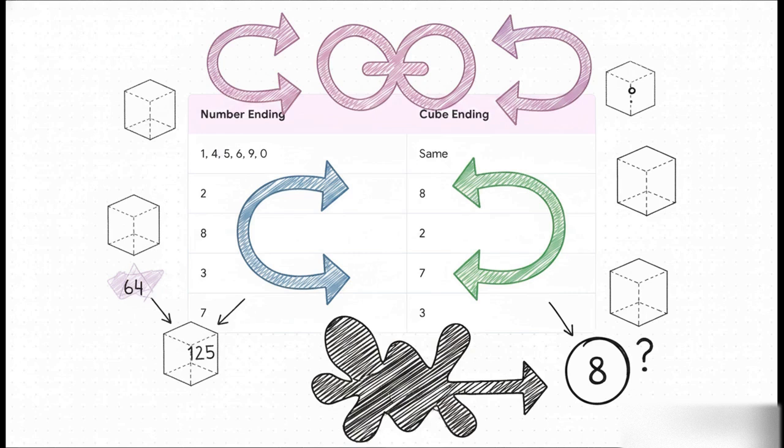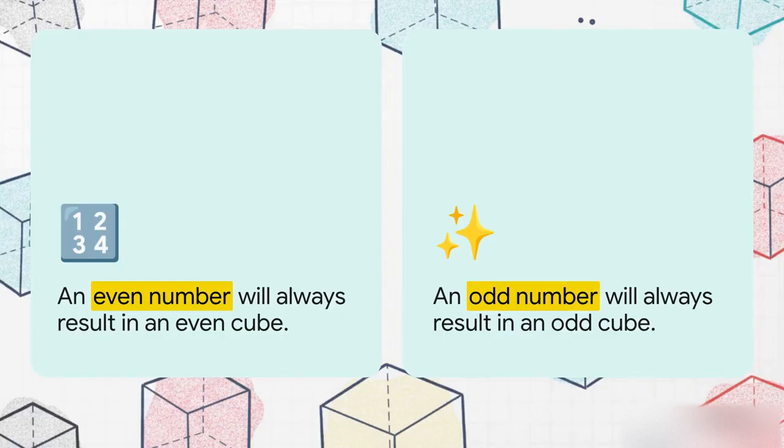No heavy lifting required. Now here's a secondary shortcut that is just as reliable. Even numbers will always result in even cubes. Odd numbers, they'll always result in odd cubes. It is really that simple. Like 2 is an even number and 2 cubed is 8, also even. 3 is an odd number and 3 cubed is 27, totally odd.